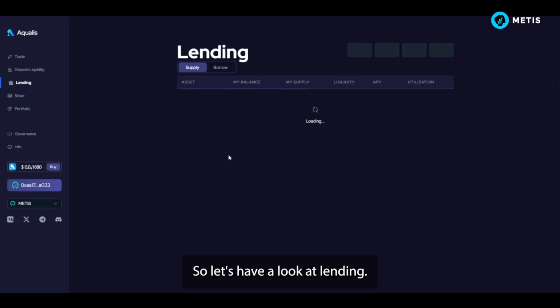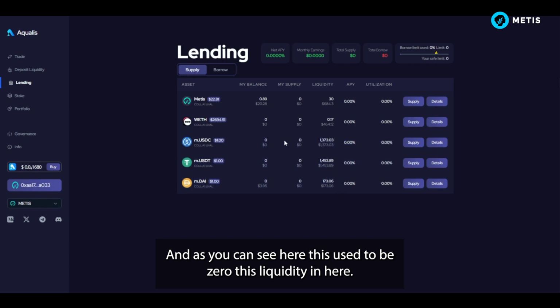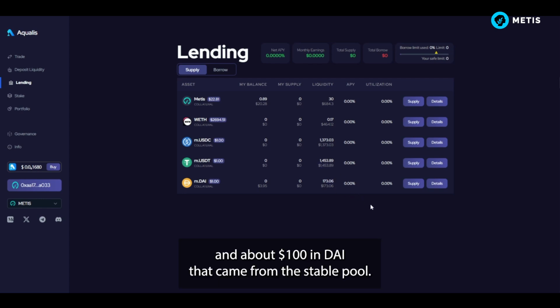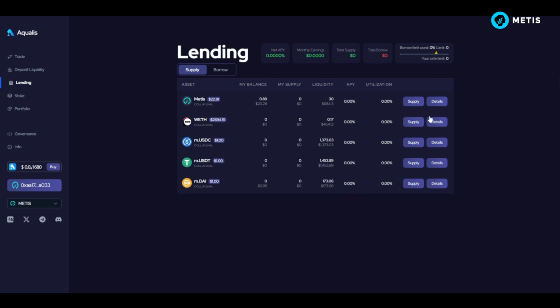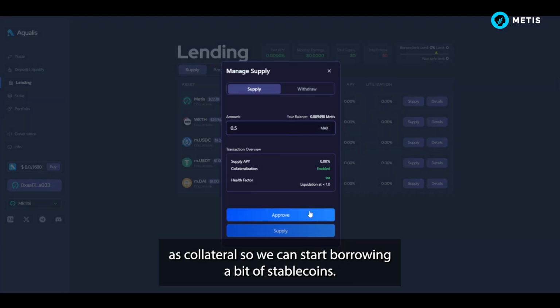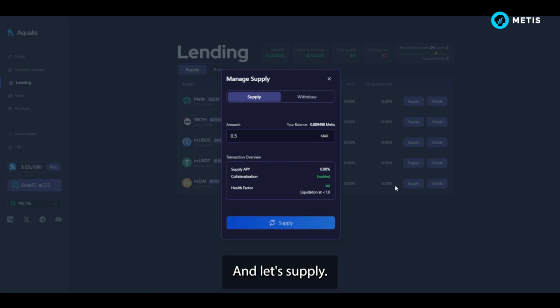So let's have a look at lending. As you can see here, this used to be zero, there's liquidity in here, but now we can see that there's $1,000 in USDC, $1,000 in USDT, and about $100 in DAI that came from the stable pool. So let's supply a little bit of Metis just as collateral so we can start borrowing a bit of stablecoins. All right, that's just been approved, and let's supply.